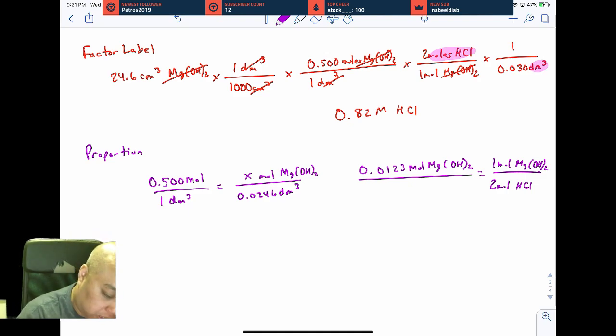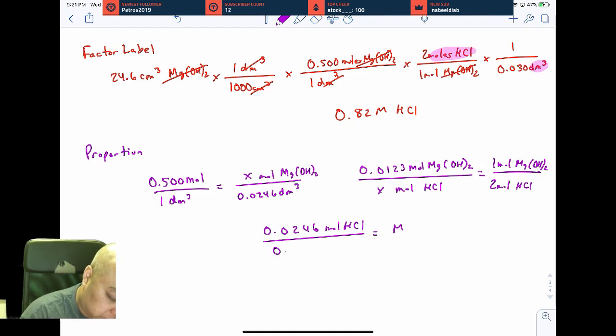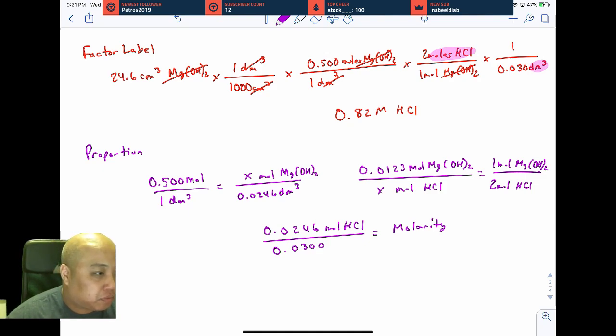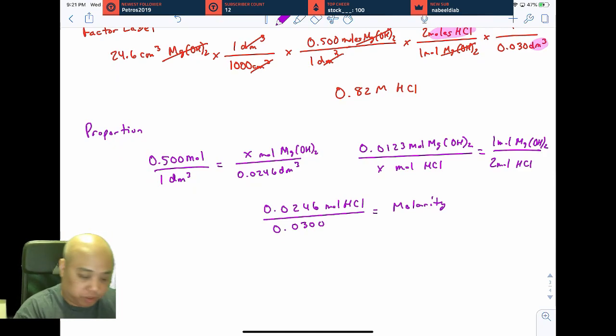Well, 1 mole of MgOH2 makes 2 moles of HCl. So therefore, I can figure out the x moles of HCl. My moles of HCl are 0.0246 moles of HCl. Well, that over my volume of HCl, 0.0300, gets me my molarity. And so I should get 0.82 as well when I calculate this way. Okay. So that's the other way to solve proportions.